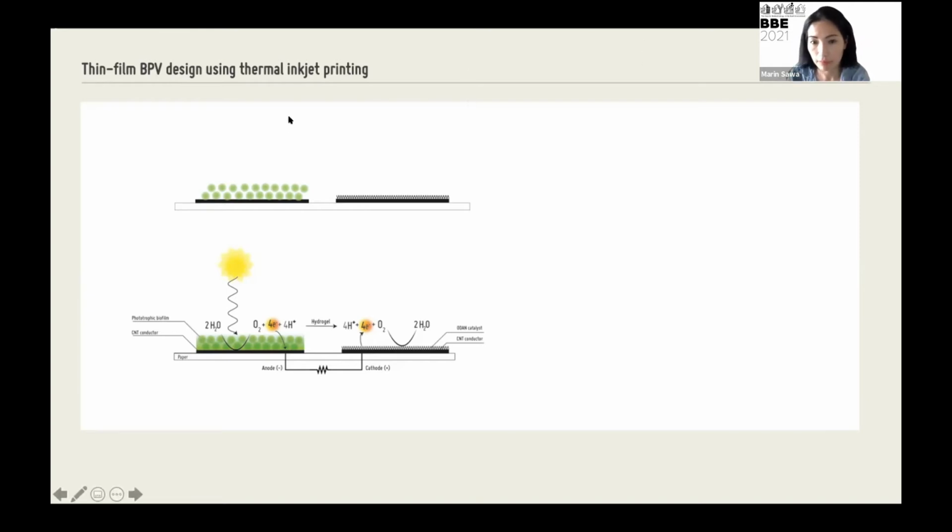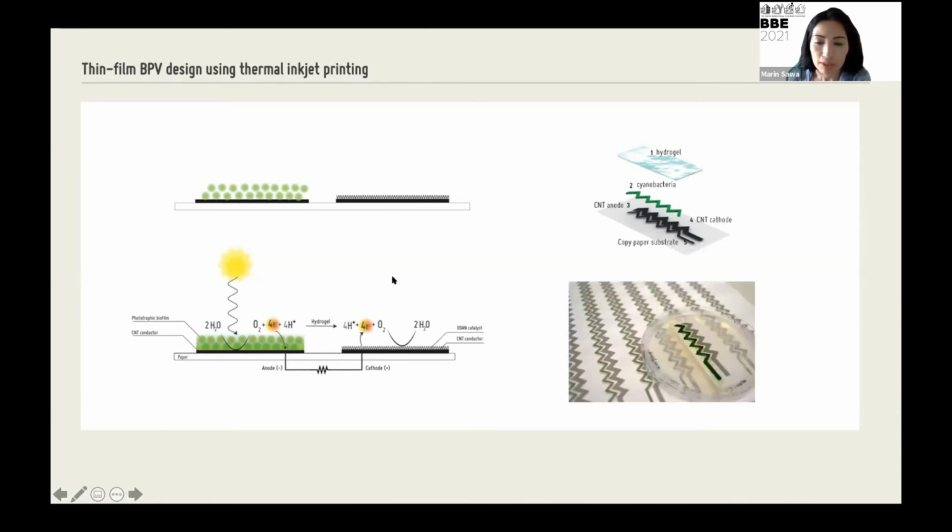And this is the design of the BPV system by inkjet printing, which allows greater freedom of design over where the cells are deposited, and the zigzag patterns were created through the printing capability. It also allows greater versatility in terms of which materials these cells can be deposited on, and also offered some solution to a scalability issue in BPV research.